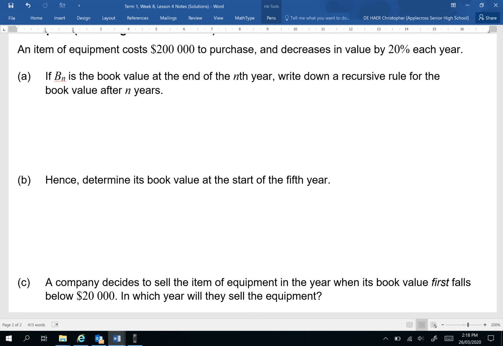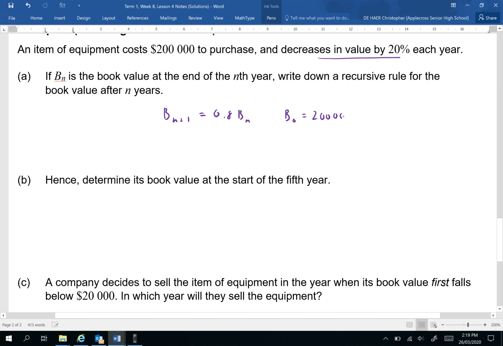So here we've got, if Bn is the book value at the end of the nth year, write down a recursive rule for the book value after n years. So the book value for the next year is going to be, now it's decreasing by 20% each year, so that means that 80% of the value remains, so it's going to be 0.8 times Bn, and the initial cost of the equipment, or the initial book value, is going to be 200,000. Again, it's B0 because B1 would represent the book value after 1 year.